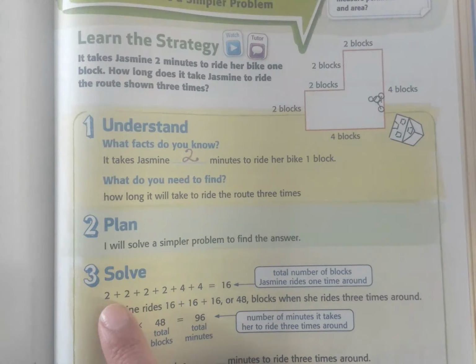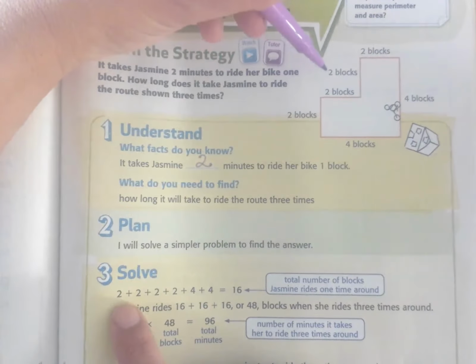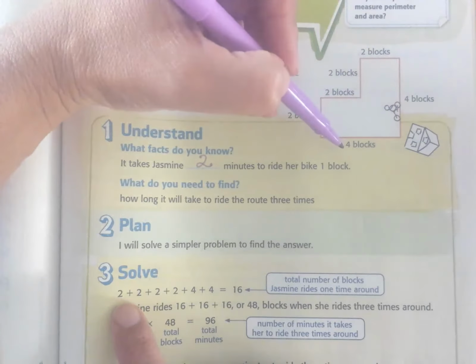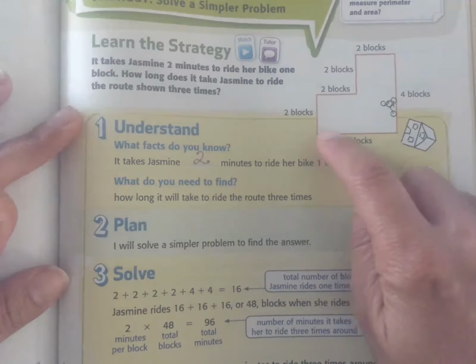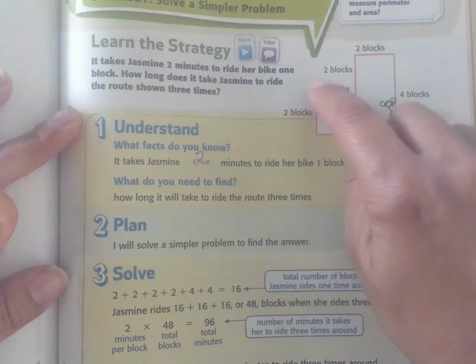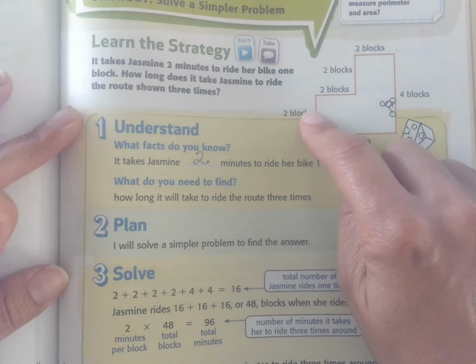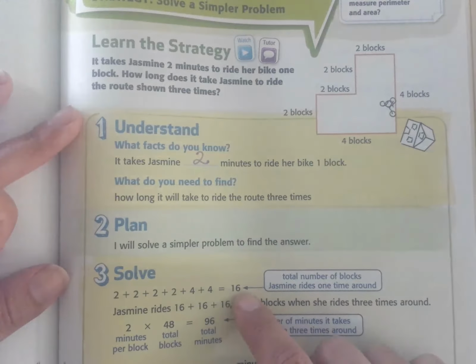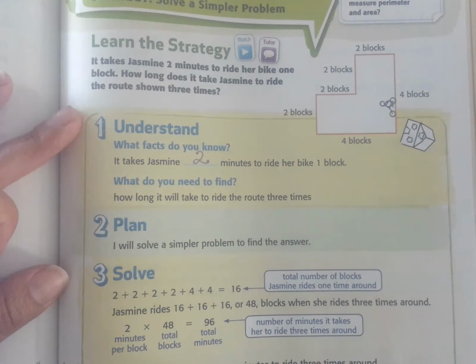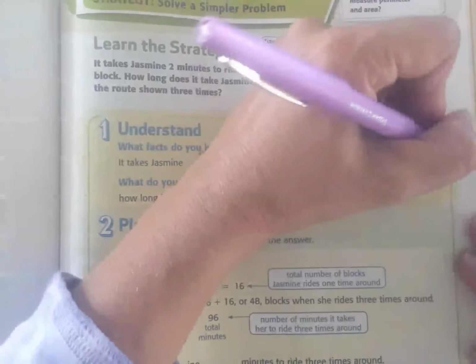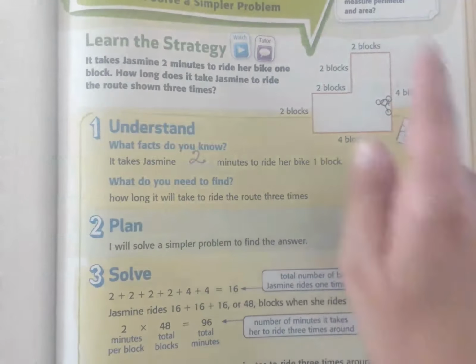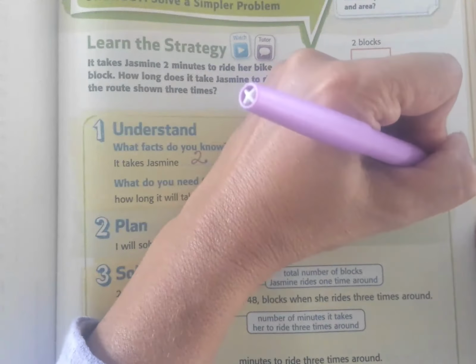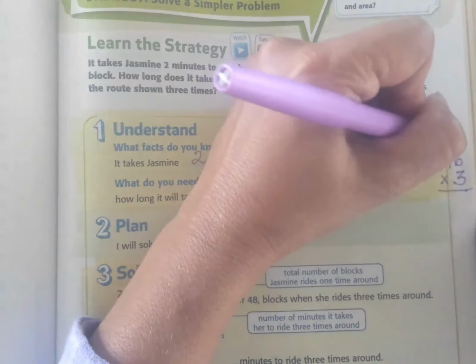We add 2 plus 2 plus 2 plus 2 plus 4 plus 4. That is what is right here. So we added all of the perimeter of her route, and we got 16. She rides this 3 times. One way to think about it, it may have popped in your head, is 16 blocks all around, and she does this 3 times. That popped into my head.